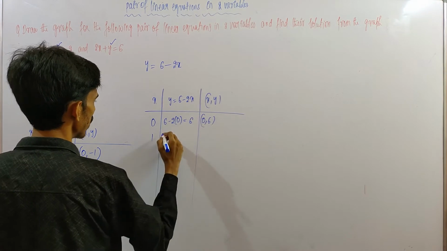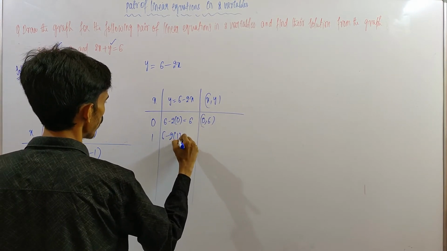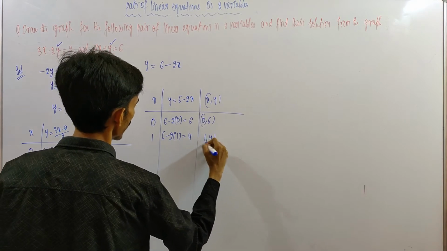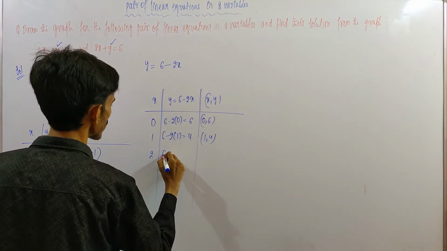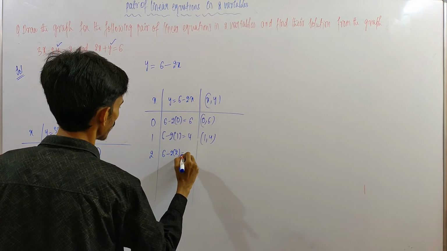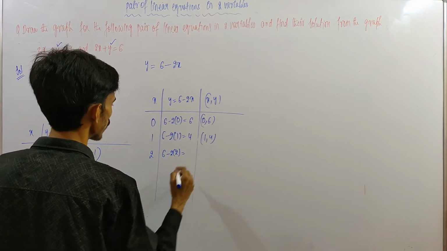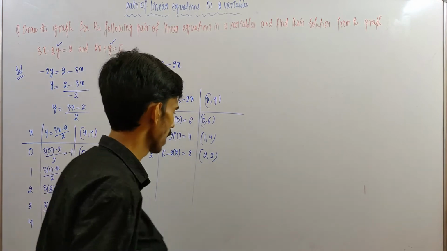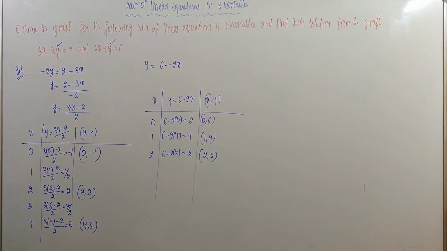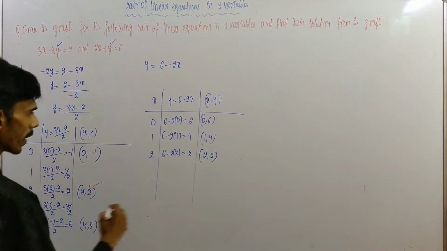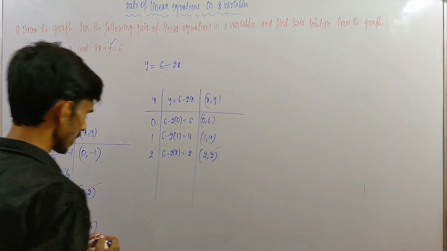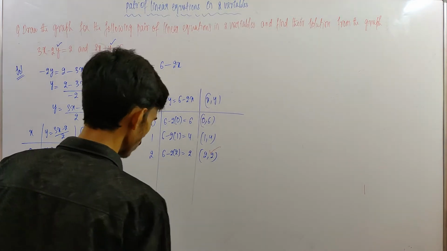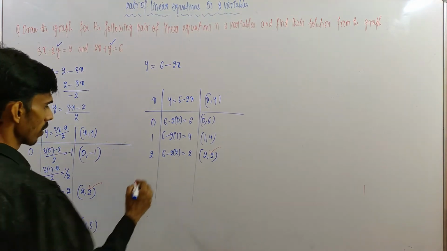Take x value as 1. We have 6 minus 2 into 1. 6 minus 2 we have 4. So we have 1 comma 4. Take x value 2. 6 minus 2 into 2. 2 twos are 4. 6 minus 4 we have 2. 2 comma 2. Now we have the same order pair. Here we have 2 comma 2 and 2 comma 2. So this is the intersecting point of these two lines. We got the solution, but still we will do some more values.